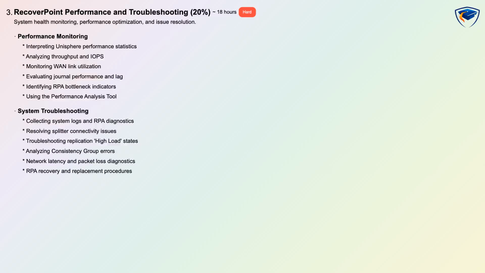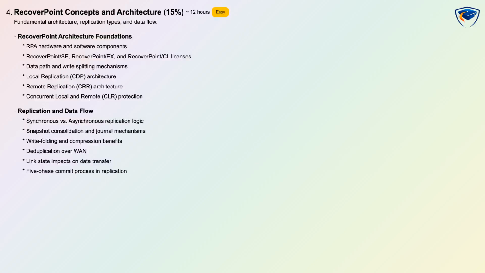RPO settings. Within the RecoverPoint management and operations domain, you'll also need to master recovery operations, including image access modes, failover and failback operations, and point-in-time recovery using the journal. Additionally, you'll need to understand system management and security, including Unisphere for RecoverPoint navigation, user authentication, and role-based access control.